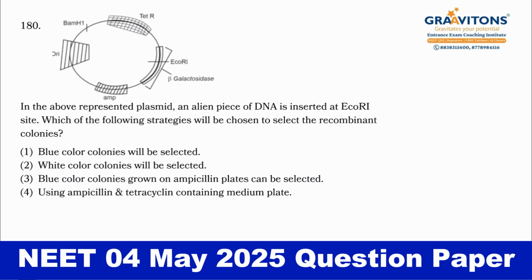Now the last question, question number 180. So in the above represented plasmid, an alien piece of DNA is inserted at the EcoR1 site. So EcoR1 site has the gene for beta galactosidase. Which of the following strategies will be chosen to select the recombinant colonies? See here. When the recombinant colonies, that is, if the gene of interest is inserted in this area, in the E. coli area, the beta galactosidase gene is inactivated. So insertional inactivation will be there.